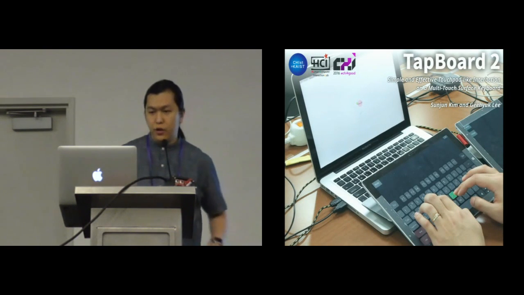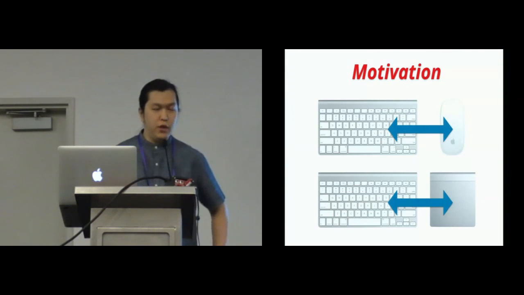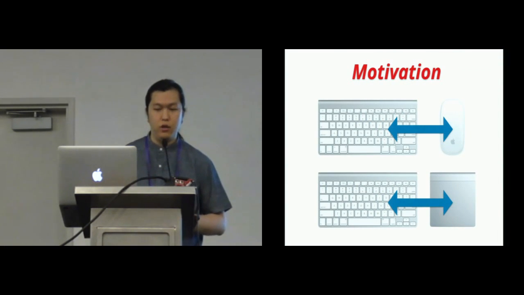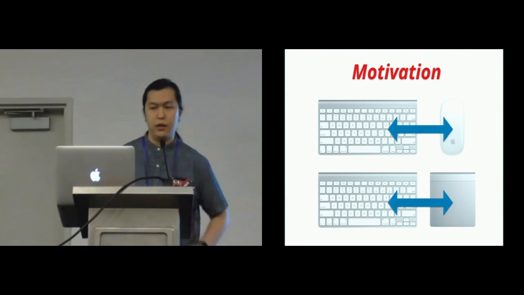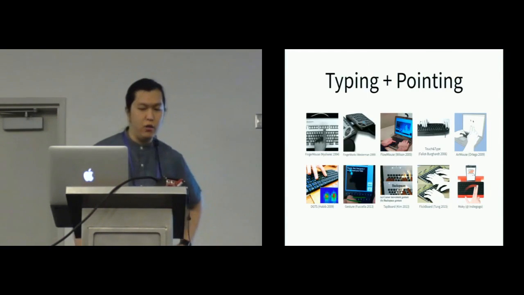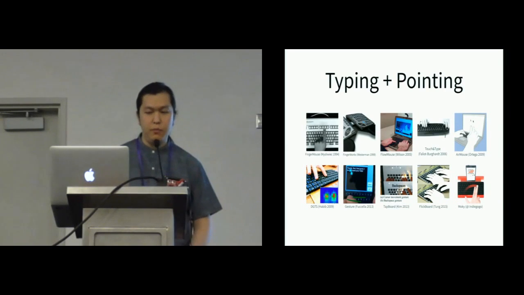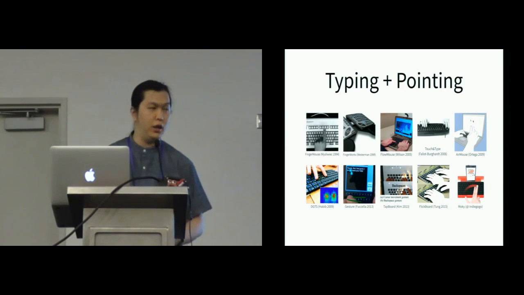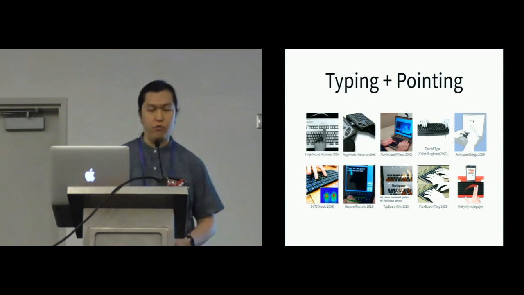I'm now introducing you to TapBoard 2, which is a combined pointing and typing interaction on a multi-touch surface keyboard. The motivation of this work is the burden of switching between keyboard and mouse or between keyboard and touchpad. Of course, there are many solutions, so many attempts have been made to combine typing and pointing in the same space. These works embedded pointing functionalities on physical keyboards and virtual keyboards in various ways.